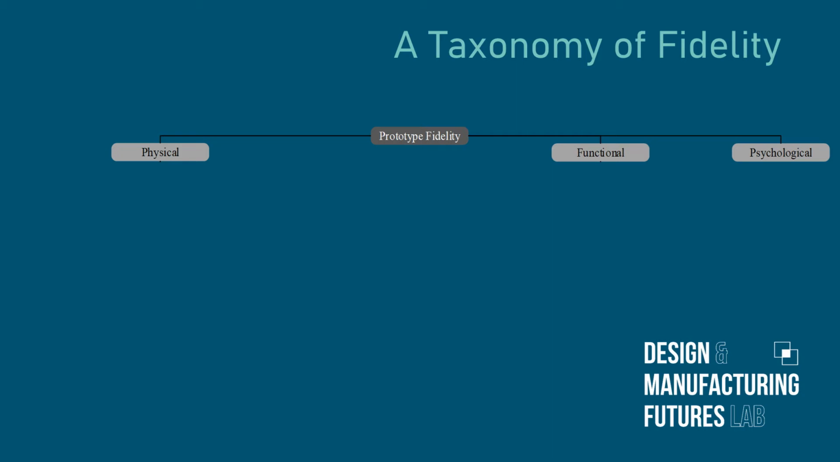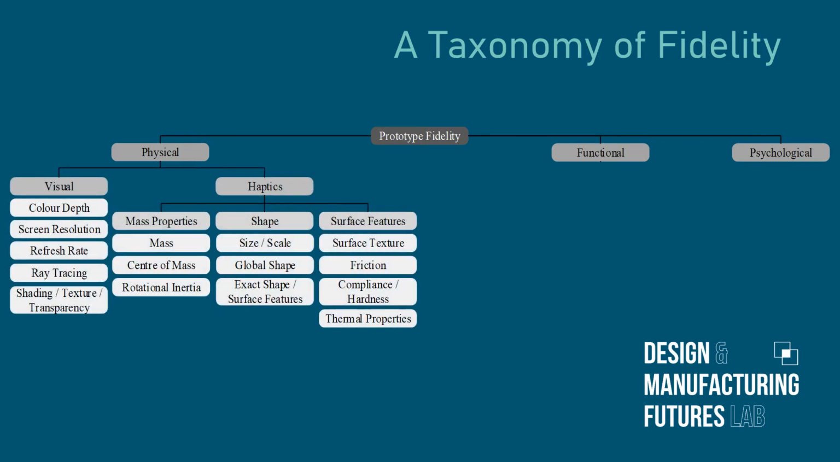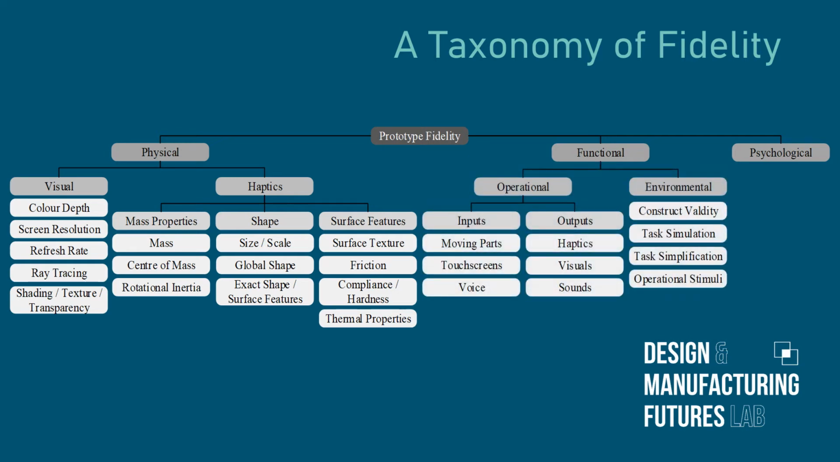Within the physical dimension, we break down the subcomponents of the haptic and visual categories that make up the appearance and feel of a prototype. Within the functional dimension, the way in which a prototype operates and responds to user inputs is broken down, as well as the way in which the prototype emulates the stimuli in the operational environment of its intended use.